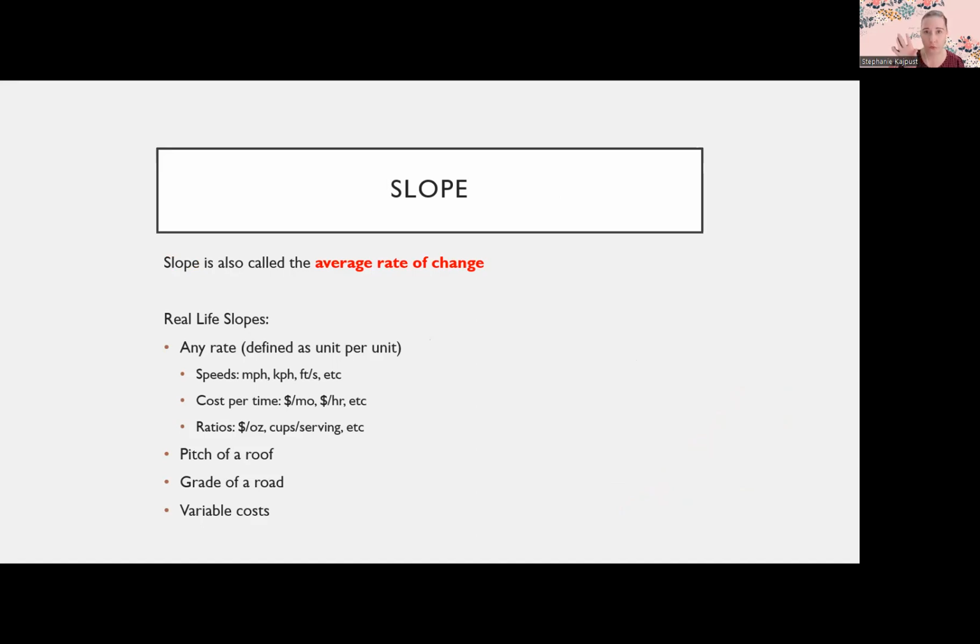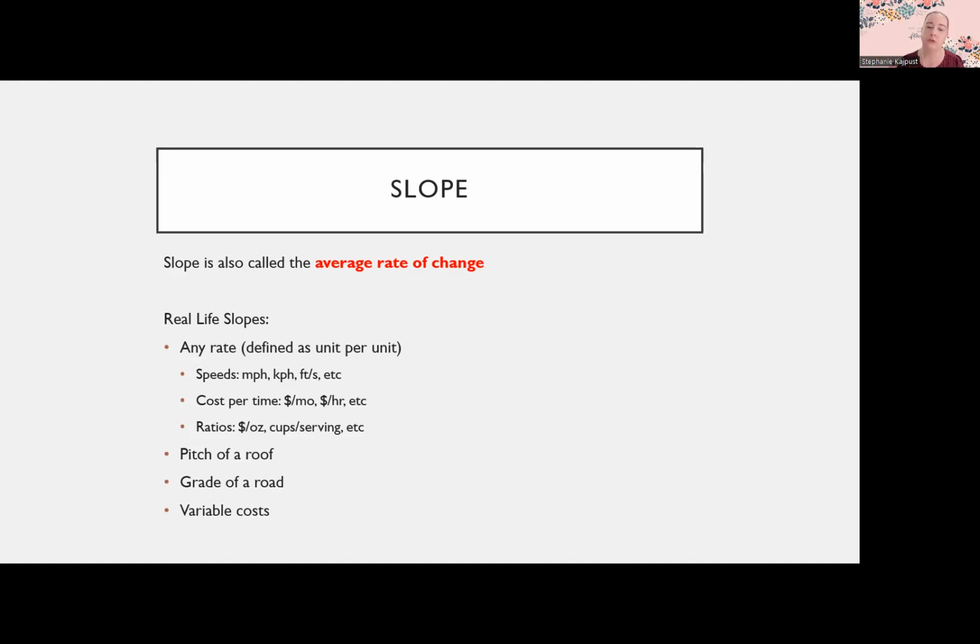And this is where you've done slope in your life and you've not realized you've been talking about slope, because we often in real life talk about rate of change, how much something is changing, and we look at averages of that. So real life slopes are anything that is a rate, where there's one unit divided by another unit per something else. So speeds are technically slopes because we're measuring how much we're changing. So miles per hour, kilometers per hour, feet per second, any kind of speed is a measurement of slope. Cost per time, your salary, that is part of slope. How much you're getting paid per month or per hour.